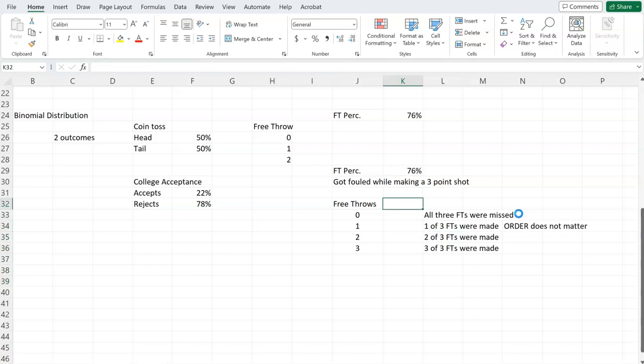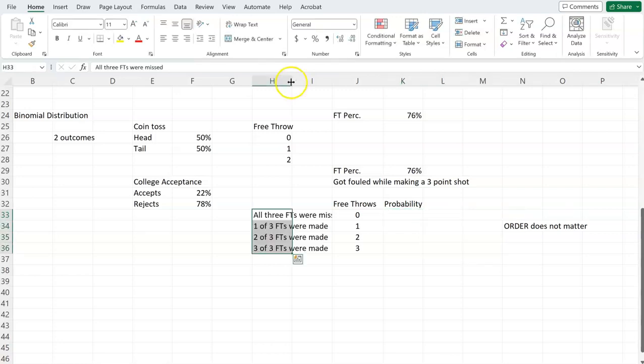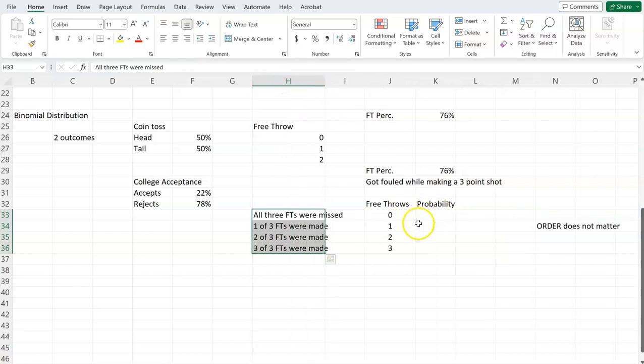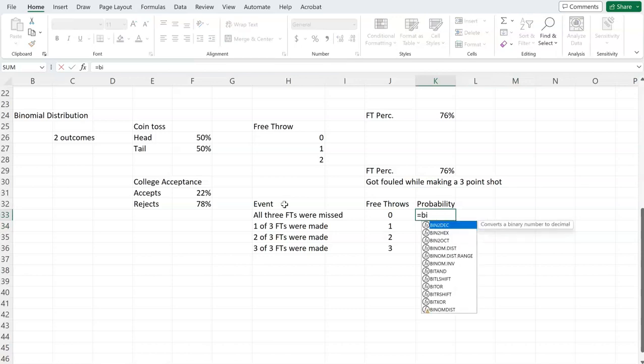In this case, I'm going to use Excel's formula. Actually, let me move these because I will need them later, and I'll make this bigger so we can see what's happening. Let's call this event. The formula we are going to use is called binom.dist. So it's binom.dist, and then I open the parentheses, and the first thing it's asking for is the number of successes.